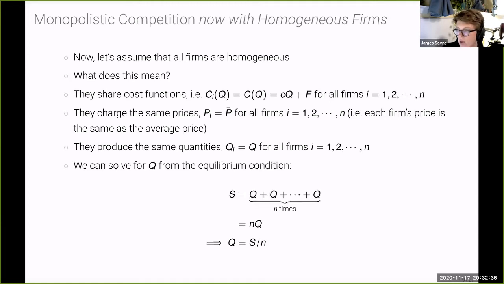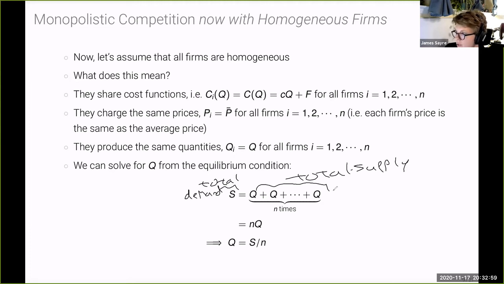Okay, so now we can go back to this equilibrium condition. Recall that one of our initial equilibrium conditions was that total market demand is equal to total supply. What this expression looked like earlier was that Q1 plus and so on up to Qn had to add up to total demand. But here, Q1 is just equal to Q, and Qn is just equal to Q. And so these add up to adding up Q n times. This just means that if you multiply the same quantity that each firm produces by the total number of firms, you have exactly the total demand.